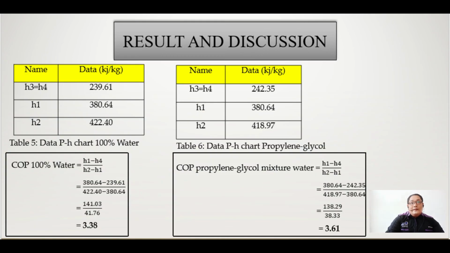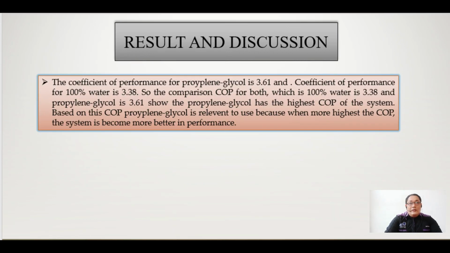Okay, here is the data that I got from the experiment, so I put it in Skullpad software and input the data here. For the COP of both systems, as we can see, the COP for 100% water and propylene glycol is a little bit different from each other. For propylene glycol it is 3.61 and the coefficient of performance for 100% water is 3.38. So in the comparison of COP for both, 100% water is 3.38 and propylene glycol is 3.61, which shows propylene glycol has the highest COP of the system.